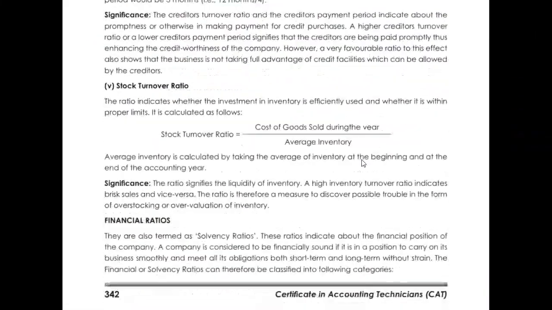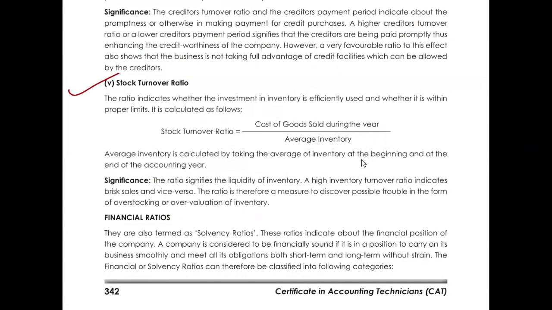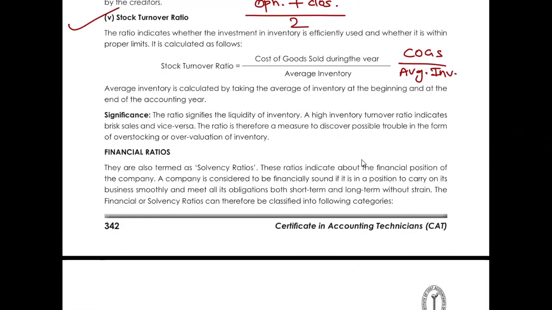Okay, moving on to the stock turnover ratio, that is also called the inventory turnover ratio. This would be COGS divided by the average inventory. What do you mean by average inventory? Wherever you need to do the average, just do opening plus closing divided by 2. That is your average. If you want to find the average inventory, opening stock plus closing stock divided by 2. If you want to find average debtors, opening debtor plus closing debtor divided by 2. If you want to find average creditor, opening creditor plus closing creditor divided by 2.